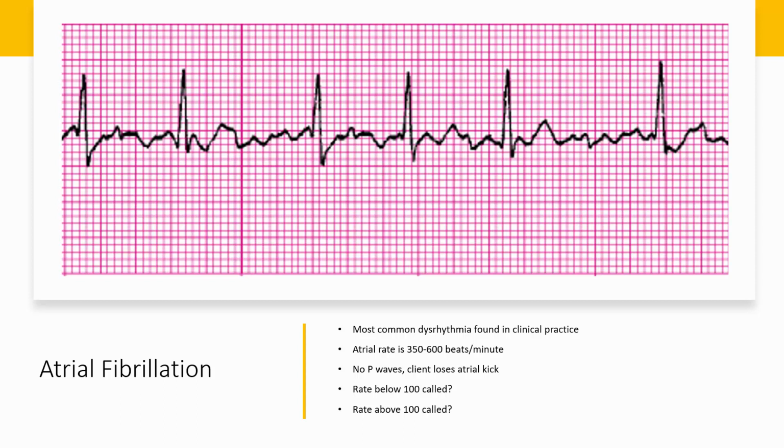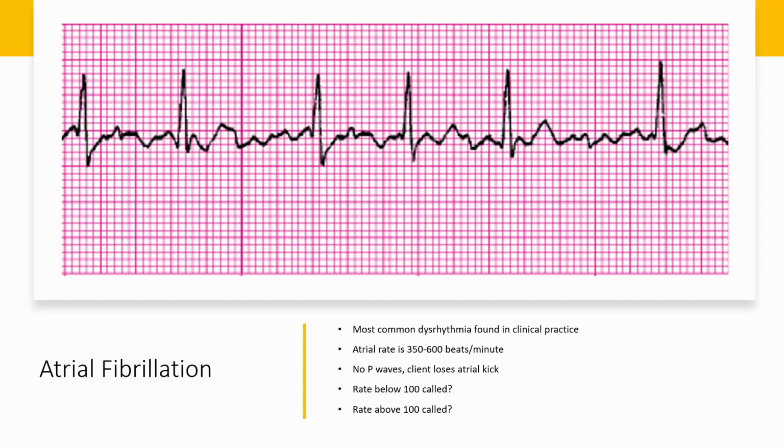AFib is the most common dysrhythmia that's found in practice. We currently have more than 2 million Americans that walk around in AFib and do not know they have it. The reason is they probably have a controlled rate. Rates that are below 100 are called controlled, so they have a controlled ventricular response. They're probably not going to have any signs and symptoms, or if they do, they're very minimal.